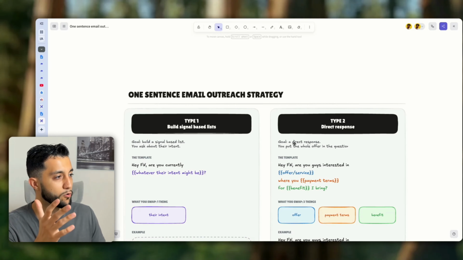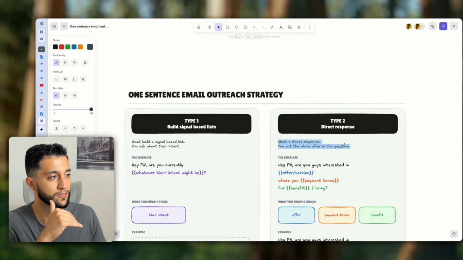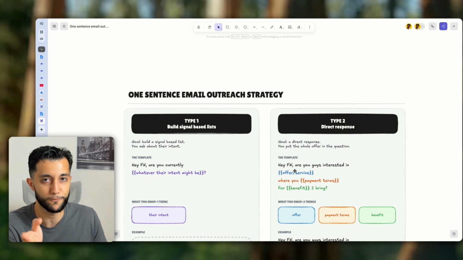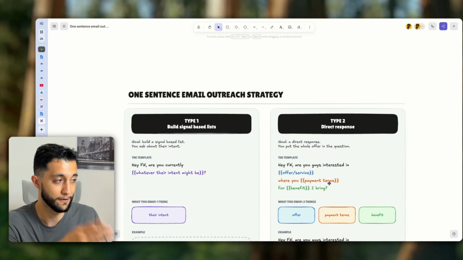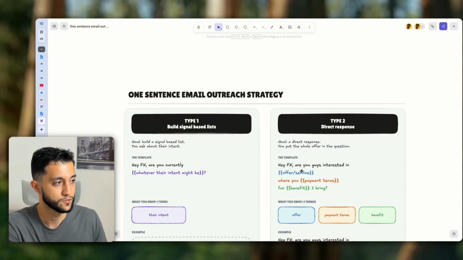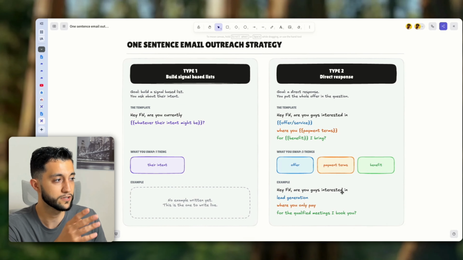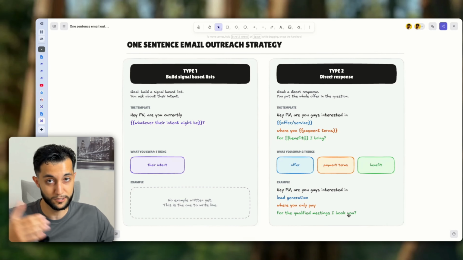So the goal is getting a direct response, meaning you put the whole offer in the initial question. So you could say, hey, first name, are you guys interested in offer or service where you have these payment terms for the benefit I bring? So this is the offer, payment terms, benefit. An example for that could be what we're doing right now, which is, hey, first name, are you guys interested in lead generation where you only pay for the qualified meetings I book you? This is literally what we offer.